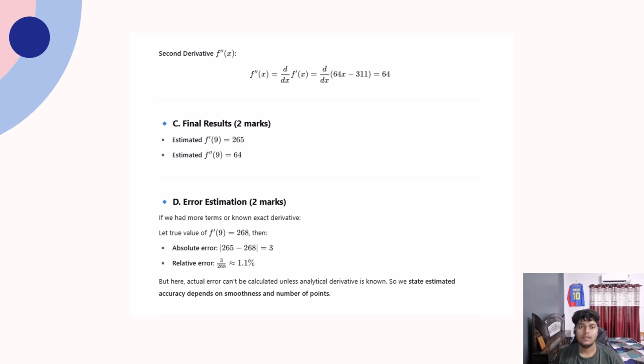Part D, error estimation. The error in the central difference is O(h^2), so h equals 2 is significant for f'. The error is also O(h^2) for f''. Without a true function, we can't quantify the error exactly, but the large h suggests the values are approximate. My slides detail the calculation.